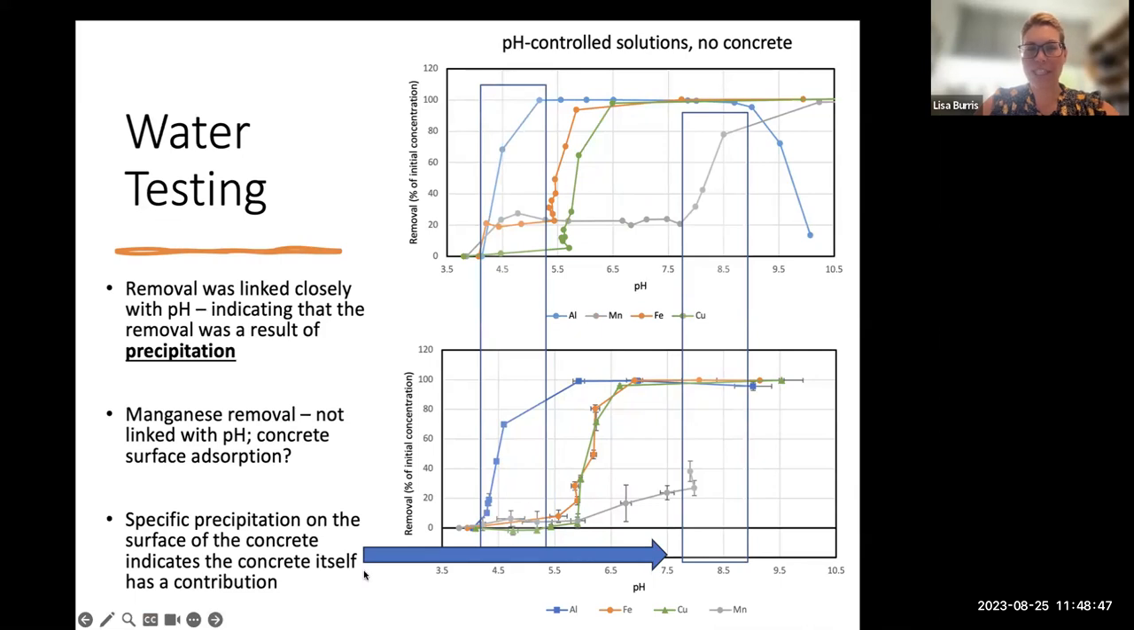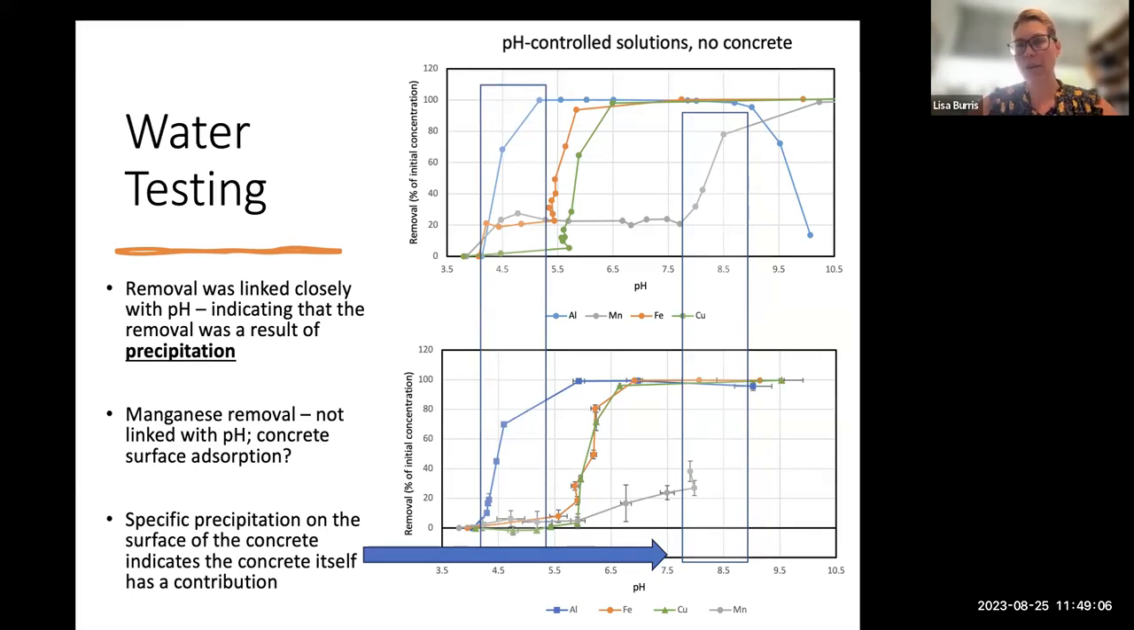So the specific precipitation on the concrete surface itself does appear to be contributing in the case of the manganese. But it is not playing in much in the case of the other materials. So this chart on the top is now not removal by concrete. This is the removal by changing the pH in our control solutions.